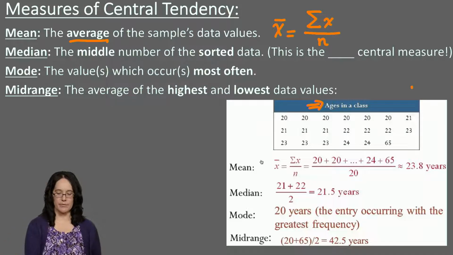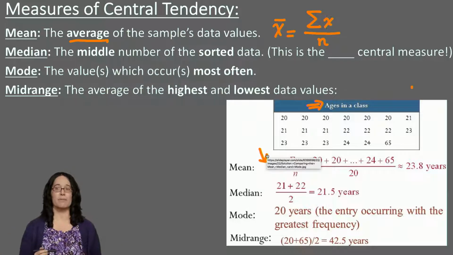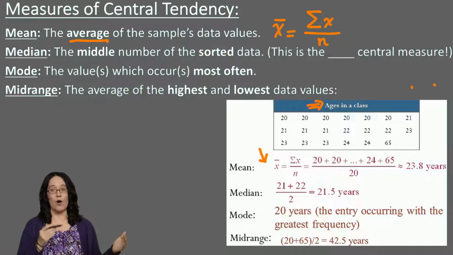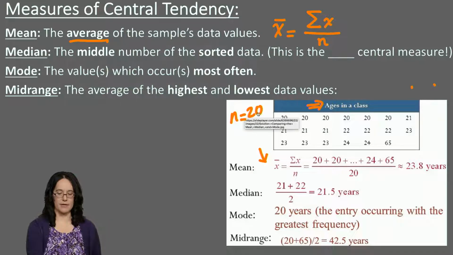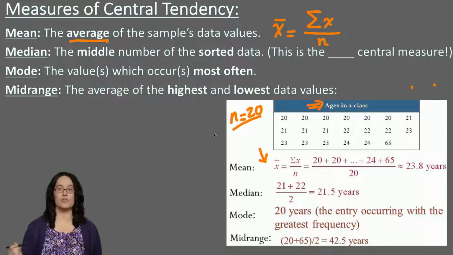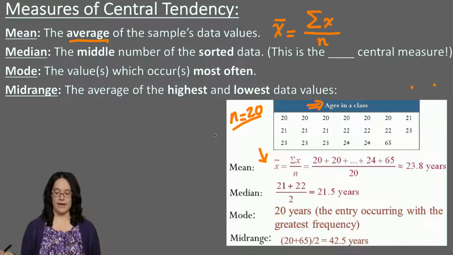So in this case, that's what we're doing here with our formula. To find x bar, the sample mean, we are simply adding up 20 plus 20 plus 20 plus 20, et cetera, all the way through 65, and then dividing by the number of items. And here, if you add them up, there appear to be 20 items. So our sample size for this sample is 20, okay? So when you divide the total by 20, you end up getting approximately, notice it doesn't say equal to, but it has a squiggly approximation, approximately 23.8 years.